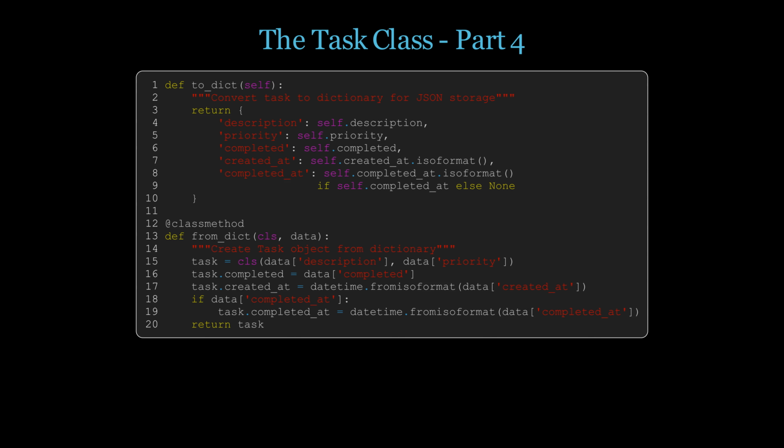The class method decorator means we call it on the class itself, not an instance. We create a task with description and priority, then manually set the other properties. We use datetime.fromisoformat to convert ISO strings back to datetime objects. These two methods enable seamless serialization and deserialization for file storage.